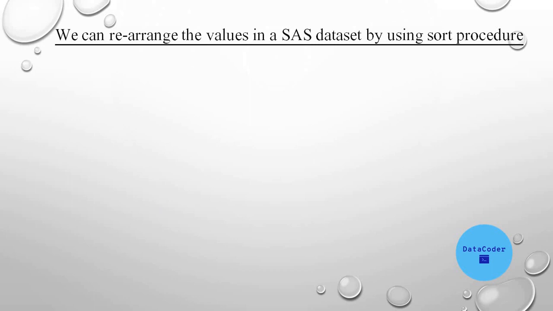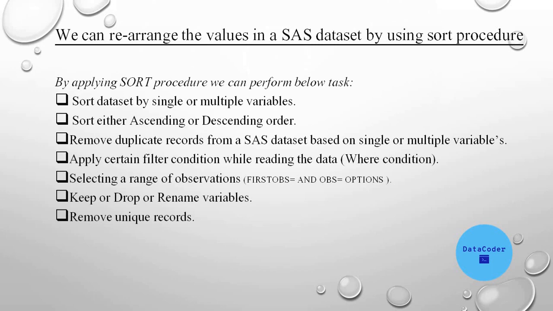We can rearrange the values in a SAS dataset by using the sort procedure. By applying the sort procedure, we can sort a dataset by single or multiple variables. We can sort in either ascending or descending order. We can remove duplicate records from a SAS dataset based on single or multiple variables. We can apply certain filter conditions while reading the data. We can select a range of observations. We can either keep, drop, or rename variables. We can remove unique records.